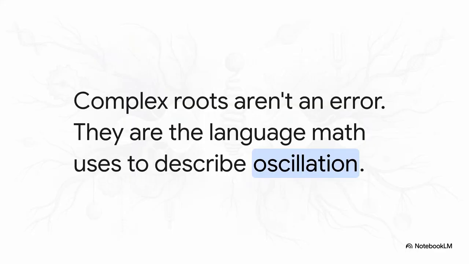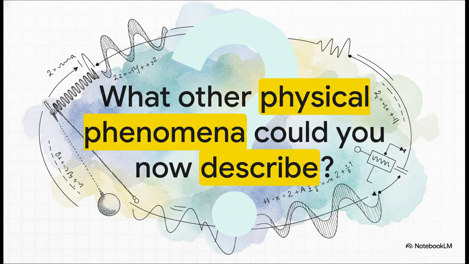So, if you only take one thing away from this whole explainer, please let it be this. Getting complex roots isn't a mistake, it's not a dead end, it's a signpost. It's math's way of telling you, hey, the system you're looking at, it oscillates, it wiggles, it vibrates. This is the language of vibrating guitar strings, swinging pendulums, and alternating currents in circuits. So now that you have this incredible translator, the real question is, what other waves and vibrations out there in the world can you now describe with math?